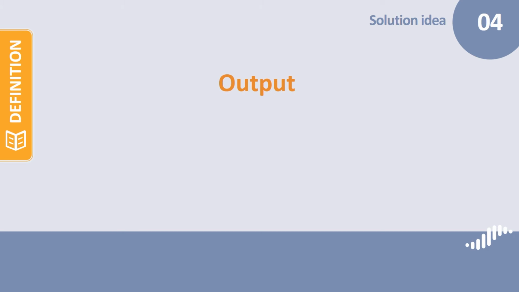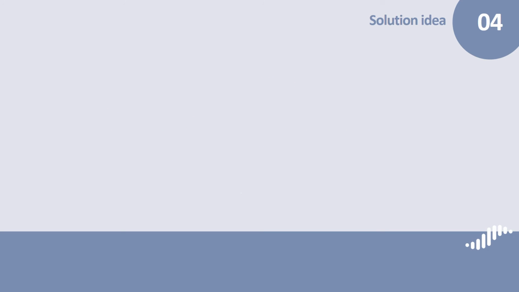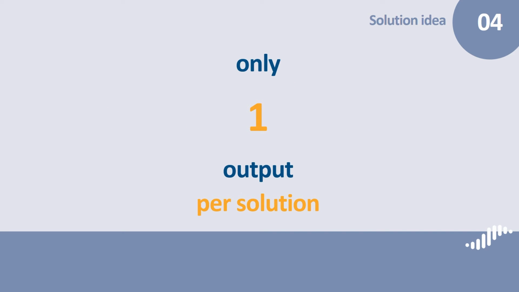But what is an output? An output is the concrete realization of your solution. An output can be, for example, digital or physical. You will test your output through pilots. There is only one output per solution. In addition, an output should be usable on its own. This means that it should include all the components of the solution and how to use it.